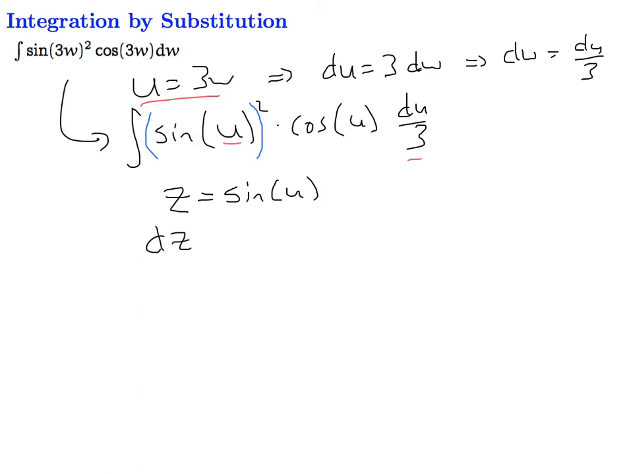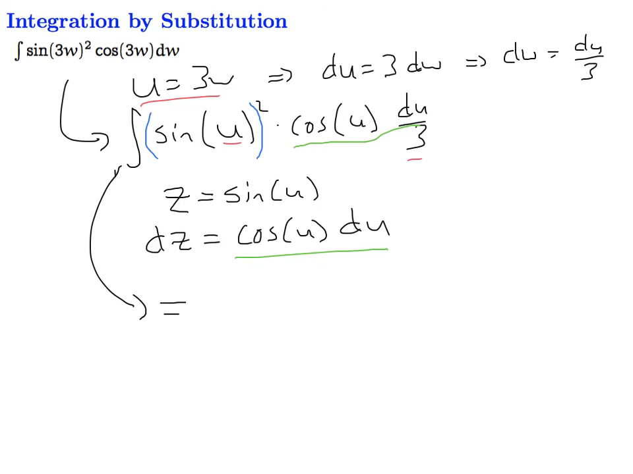Take my derivatives. dz is equal to the derivative of sine, which is cosine of u du. And what's nice, hopefully you see this, is I've got a cosine of u du there. So now I can substitute and rewrite my integral. This integral is now going to be equal to the integral. I've got to keep the squared part there, but I can replace the whole sine of u with z, and now I can replace the cosine of u du with dz, but I still need to keep that over 3 part.